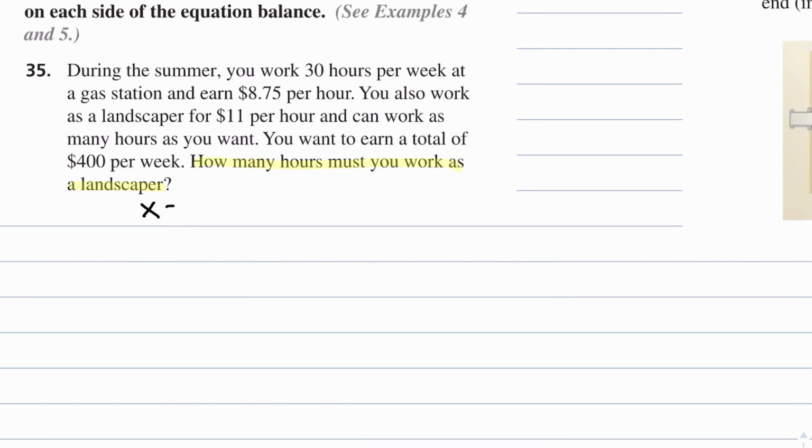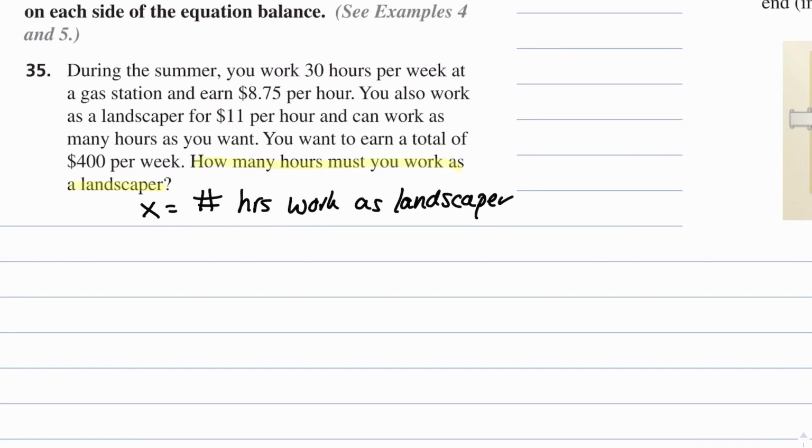So we learned in class today that the question, or sometimes it's phrased as a command at the end, can determine our variable. So they're asking us how many hours we must work. So our variable must be the number of hours that we work as a landscaper. Notice how I'm just copying the words in the prompt.